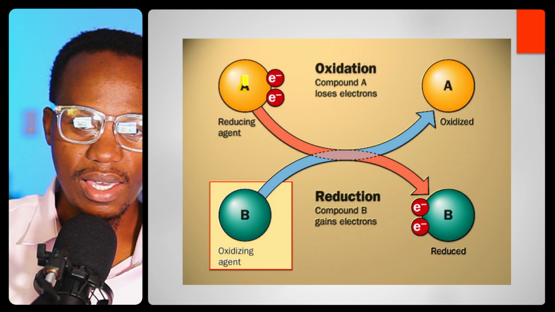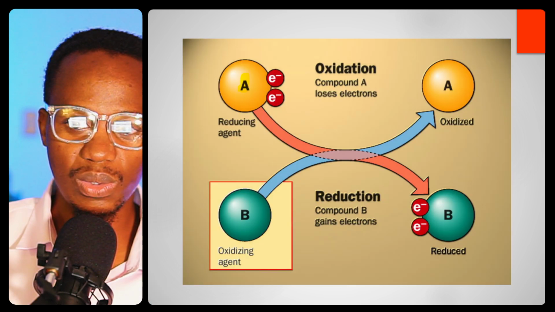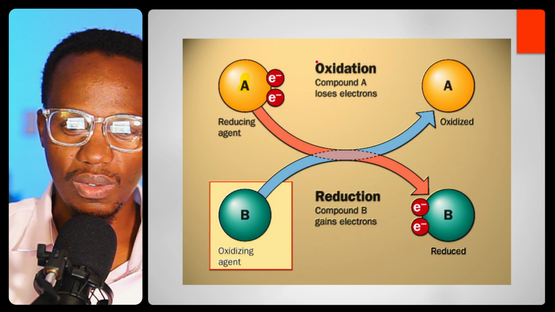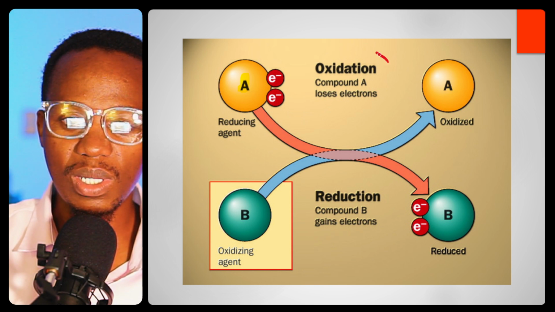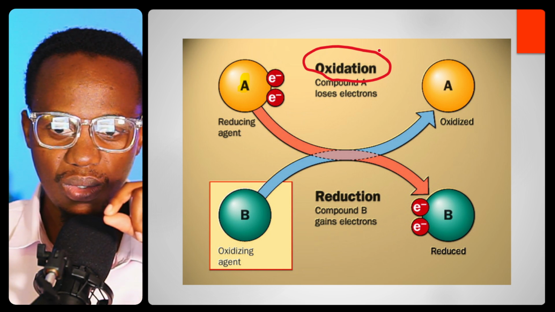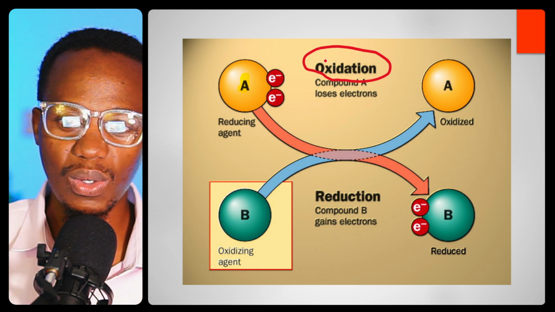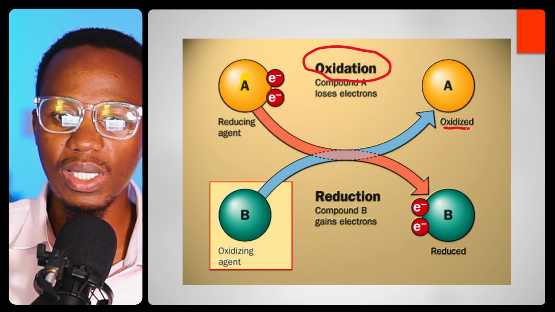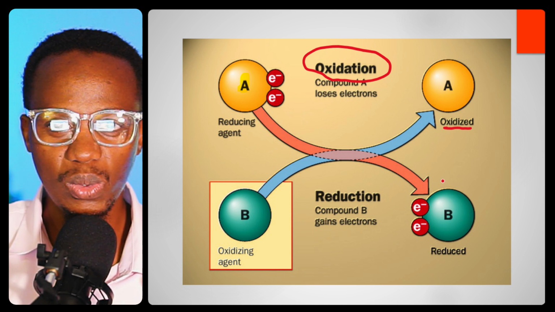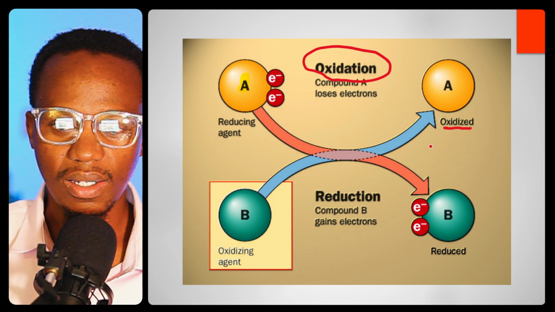So let's say A here, right? Like A that I just drew up here, A is losing electrons, right? When A loses electrons, it undergoes something called oxidation, right? Oxidation is the act of losing electrons. And guess what? When it undergoes oxidation, you still with me? It becomes oxidized, right? A, the thing that loses electrons, undergoes oxidation, and it becomes an oxidized atom.